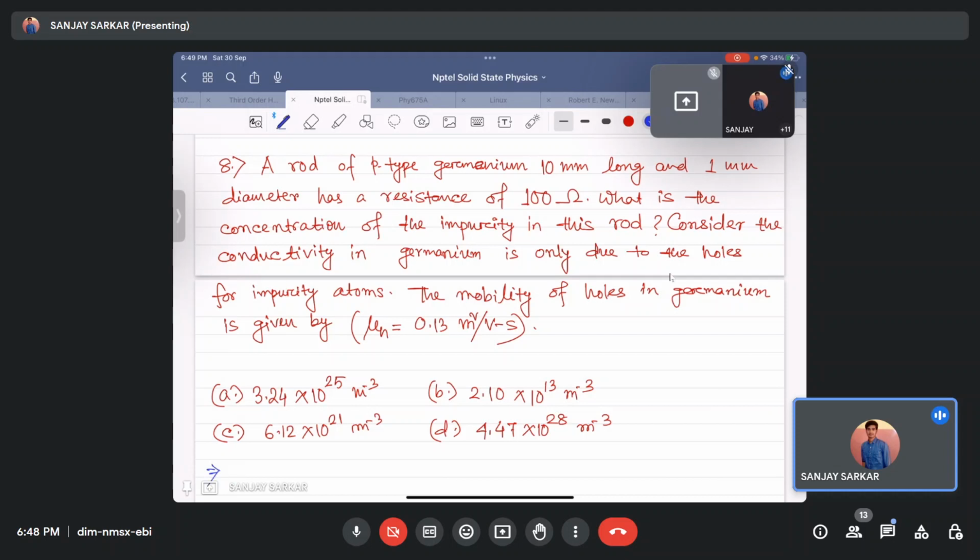What is given? A rod of P type germanium 10 mm long and 1 mm diameter has a resistance of 100 ohm. What is the concentration of the impurity in this rod? And consider the conductivity in germanium is only due to the holes for impurity atoms. The mobility of holes in germanium is given by this. The important information in this problem is that the conductivity is solely from the holes. So taking that information into consideration, please calculate this.